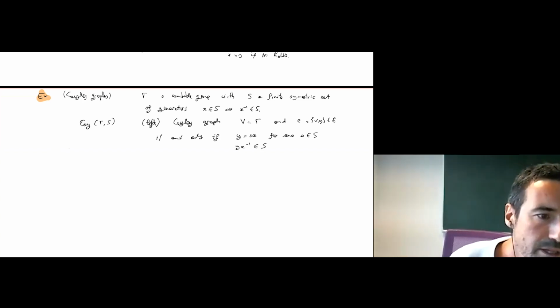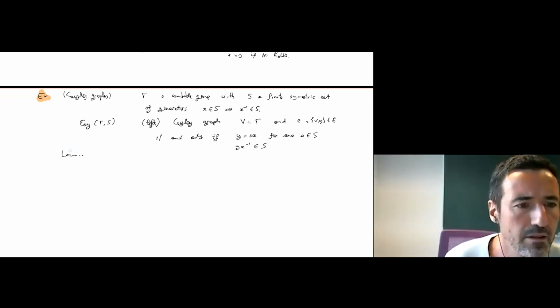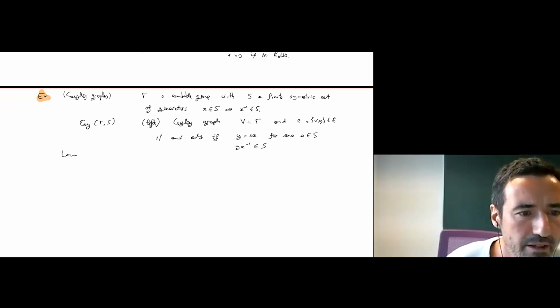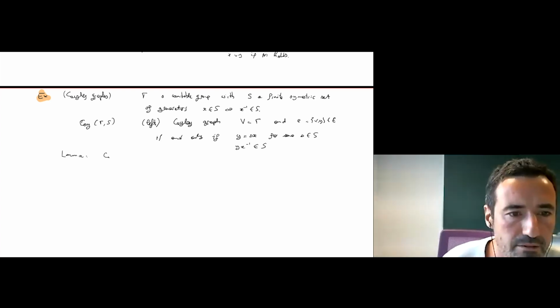I encourage you to do it. A simple lemma is that the Cayley graph is a transitive graph.